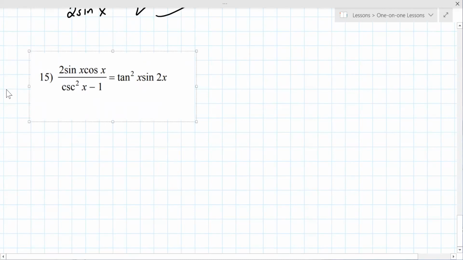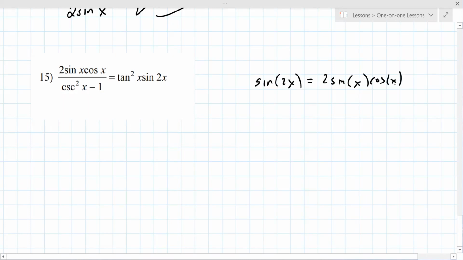2 sine x cosine x over cosecant squared x minus 1. All of that is supposed to equal tangent squared x sine 2x. So to me, the left side is more complicated. And when I look at that numerator, that is the sine of 2x. That is 2 sine x cosine x. So that's sine of 2x up top. And that's good because I see there's a sine of 2x in the answer. So I'm feeling really good about that. Now on the bottom here, I don't feel so good about the bottom.